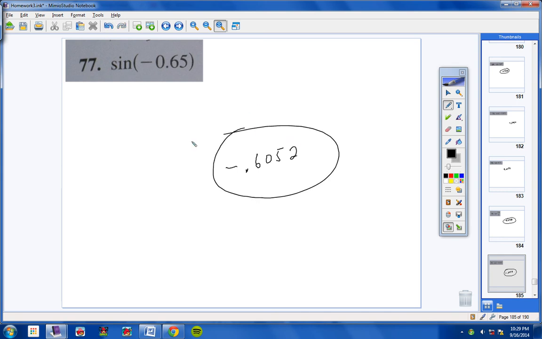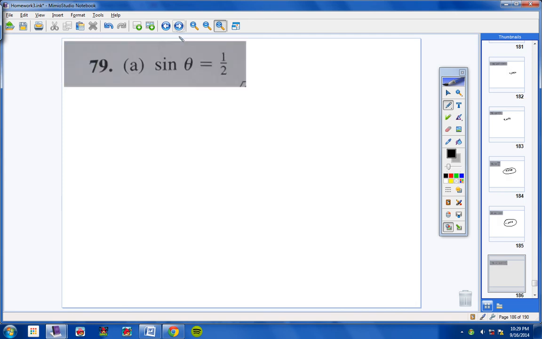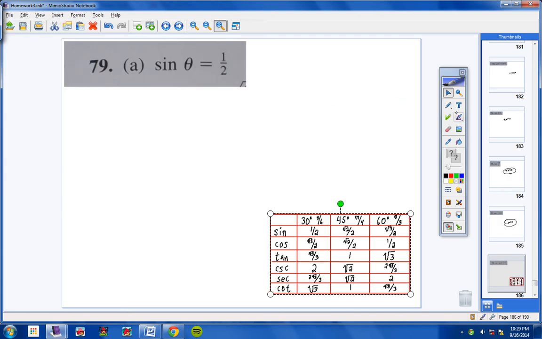Okay, moving on to number 79, and here we go. Find two exact solutions of each equation, and they want us to give our answer in degrees and in radians. Sine of 1/2. Now students, think about this. They want two answers, okay? So be really careful here.